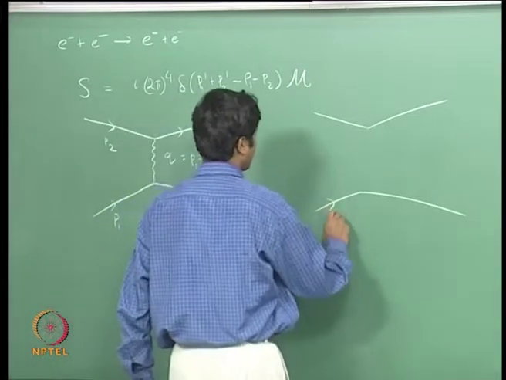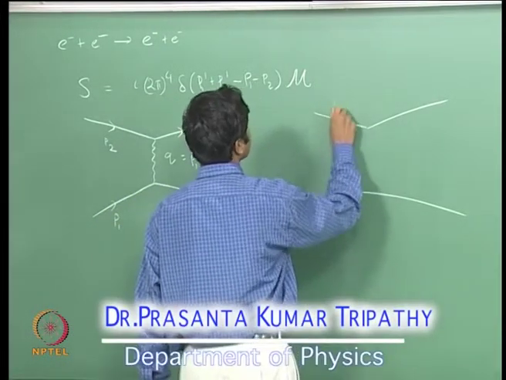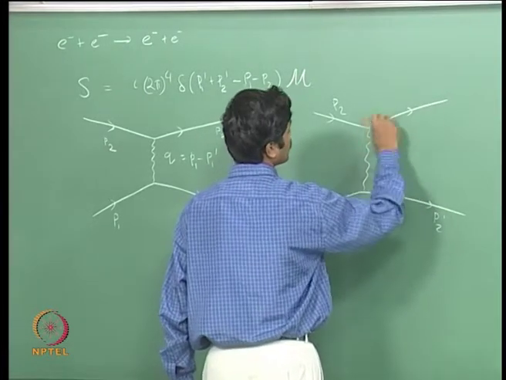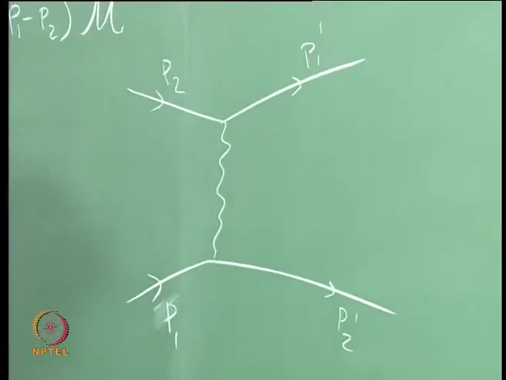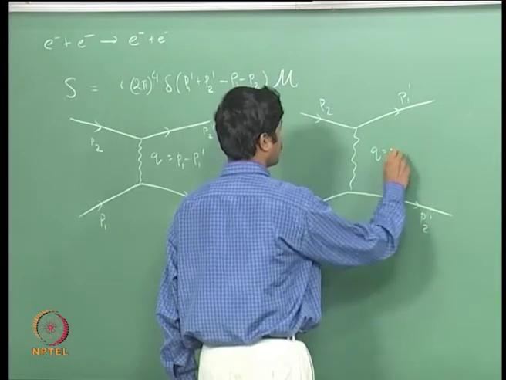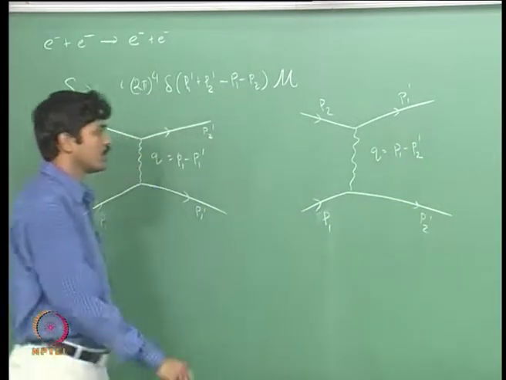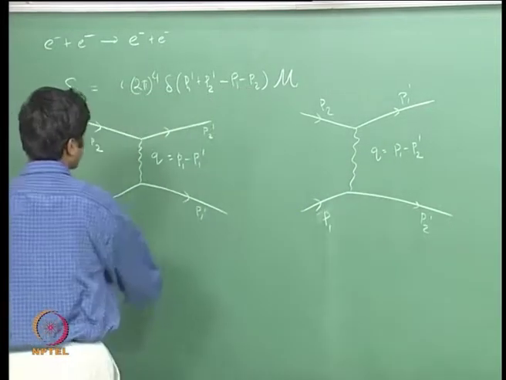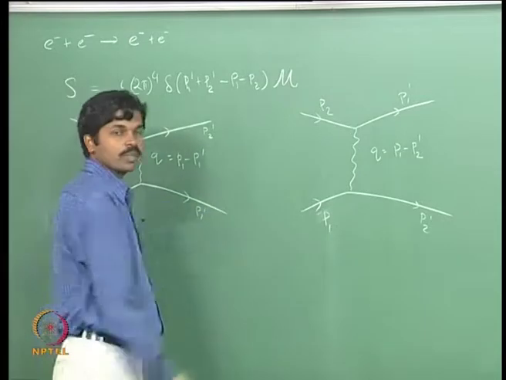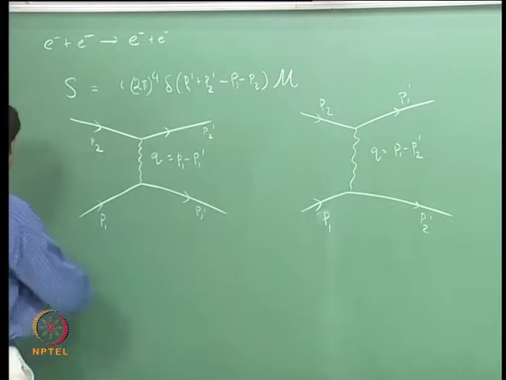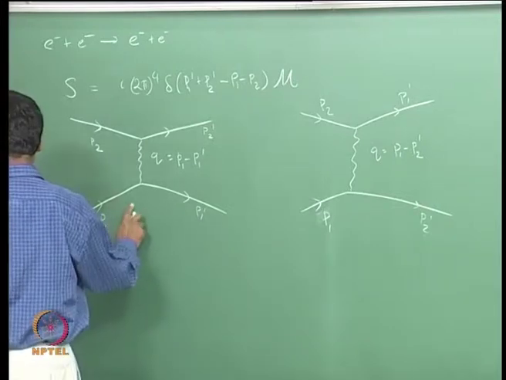Here you have incoming electrons of momenta p₁, p₂, but this one has energy momentum p₂′, and this one has energy momentum p₁′. So the virtual photon carries energy momentum, which is given by q = p₁ − p₂′. We can use the Feynman rules to write down the amplitudes for these two processes, and then we will add the amplitudes, keeping in mind that there is a relative minus sign we have to use because of the exchange interaction. So the Feynman amplitude for this process ultimately is given by, here I will start from this one.